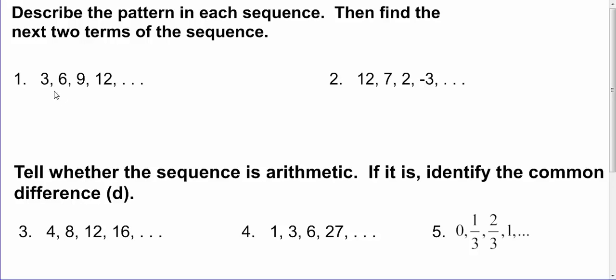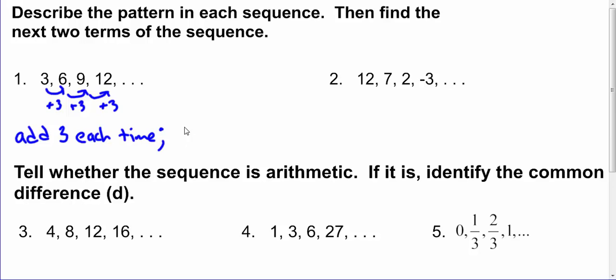So the pattern I see here is 3, 6, 9, and 12. What we know is that we are doing the same thing to go from the first term to the second to the third to the fourth. We're doing the same thing each time. We're doing plus 3 all the way across. So to describe the pattern, I would say we are adding 3 each time. And the next two terms, of course, would be 15 and 18.